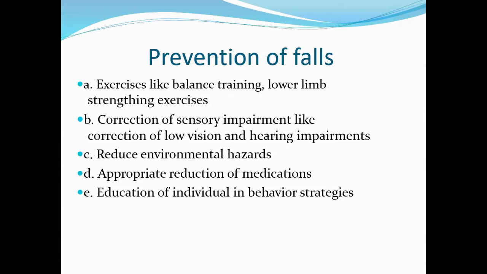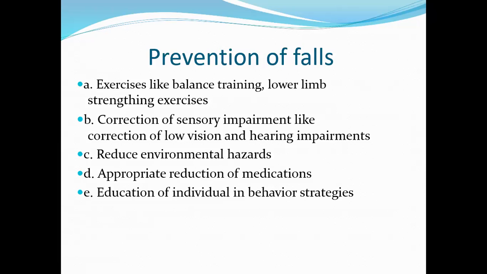Prevention of falls: you have to take precautions while performing exercise, like balance training or lower limb stretching exercise, so that you do not fall on the ground or any hard surface and a bone fracture does not occur. Correction of sensory impairments, like low vision and hearing impairment, so you must take precautions for proper hearing and proper vision. Reduce environmental hazards. Then appropriate review of medications: you should take medications at the time asked, in which condition, before meal, after meal, with meal, or without meal. Likewise, the conditions are to be mentioned.